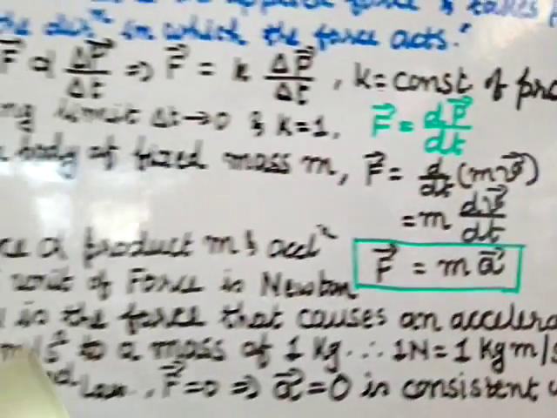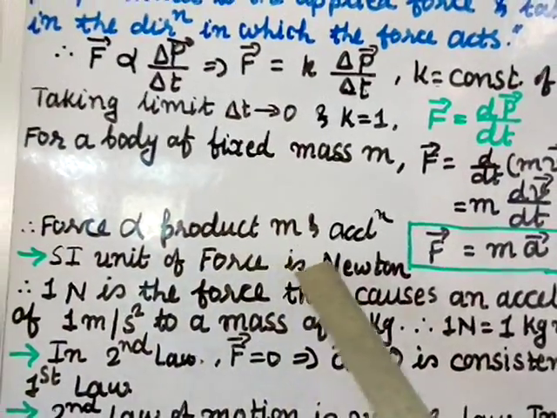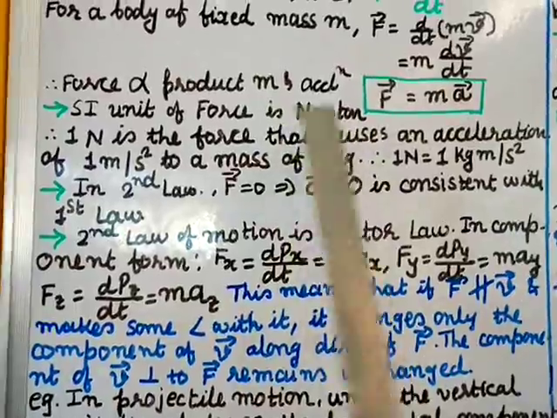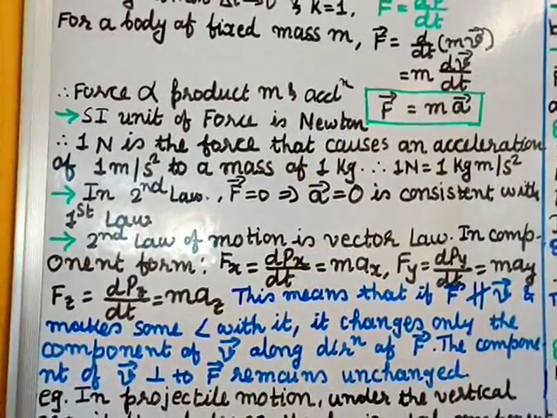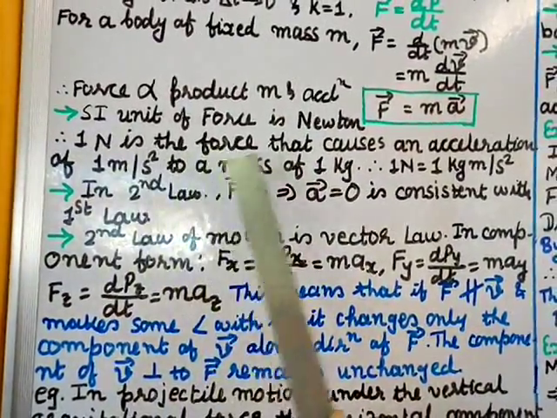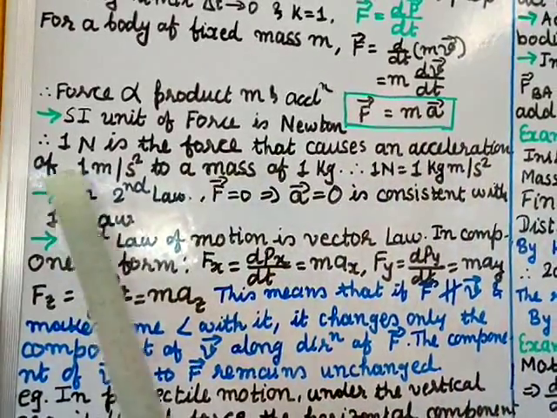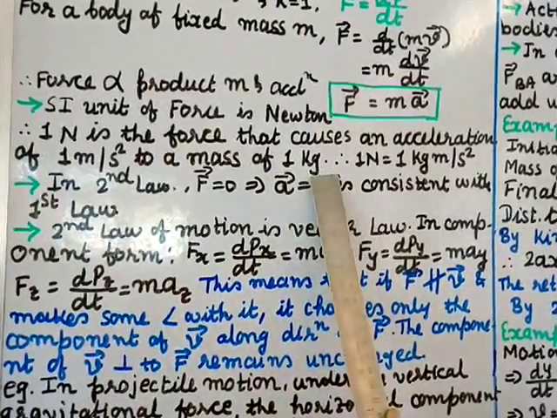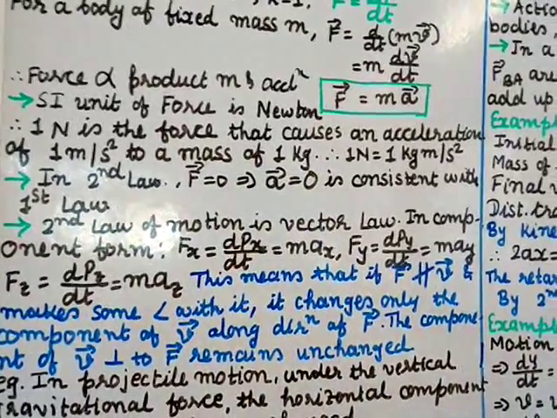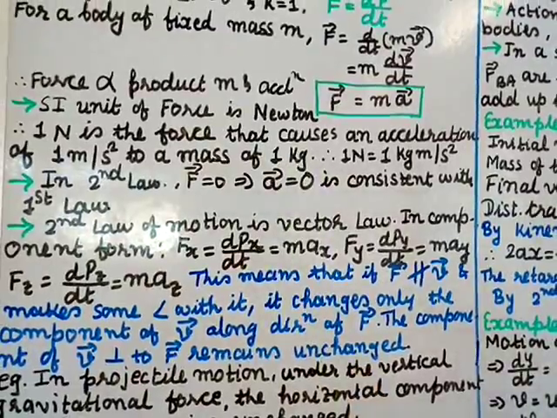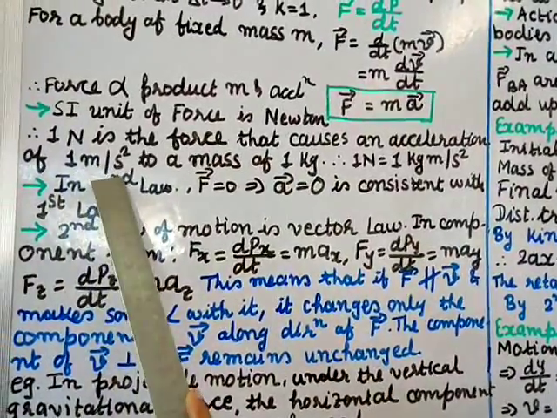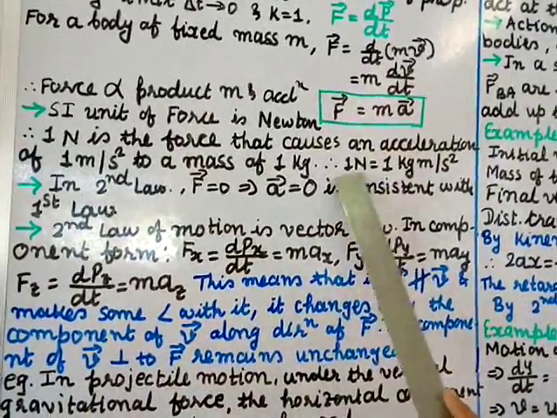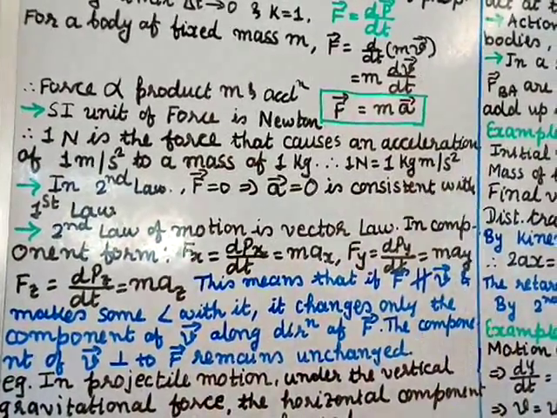So what we can say is force is proportional to the product of mass and acceleration. The SI unit of force is Newton. Let us define 1 Newton. 1 Newton is the force that causes an acceleration of 1 meter per second square to a mass of 1 kg. So if you have an object of mass 1 kg and you are accelerating it at 1 meter per second square, then the force which is given is equal to 1 Newton. That means 1 Newton is equal to 1 kg meter per second square.